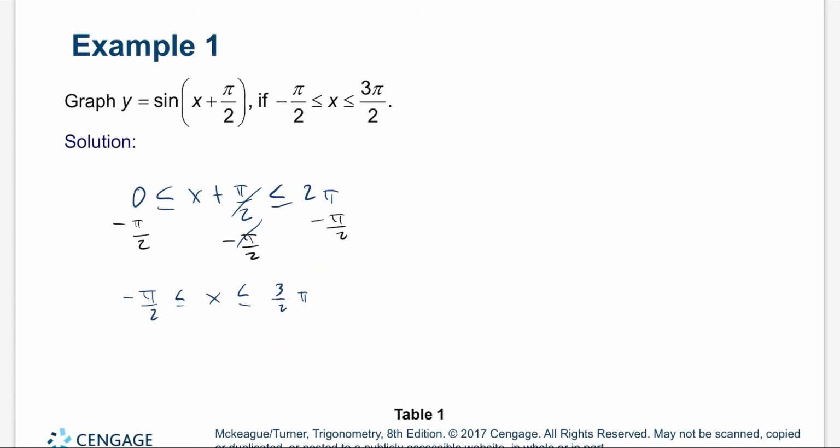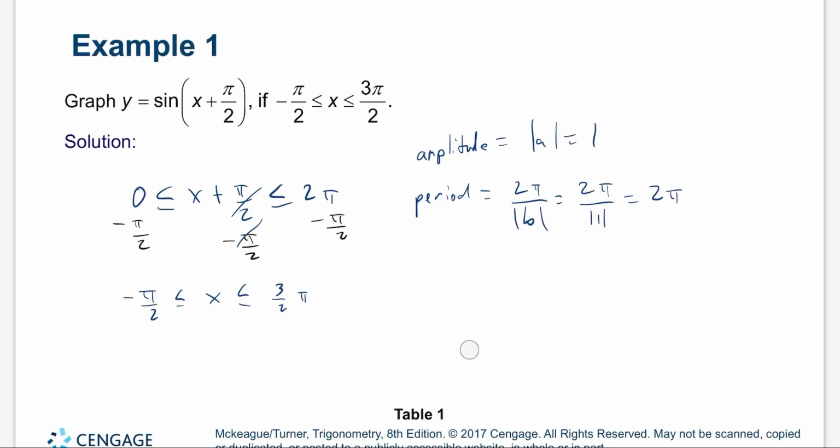This is where it ends. And we already know the amplitude would be the absolute value of a, which is 1, because the coefficient here is 1. The period, there's two ways you can find the period. You can do this number minus this number, or you can do 2 pi over the absolute value of b. Well, b is 1. This is b right here. The absolute value of 1 is 1, so it's just 2 pi over the absolute value of 1, which is 2 pi. So the graph would look like this.